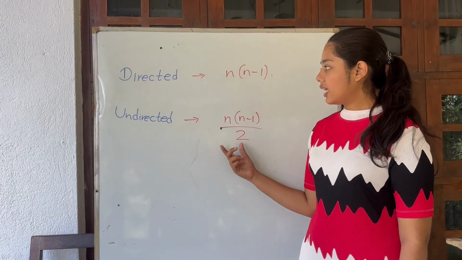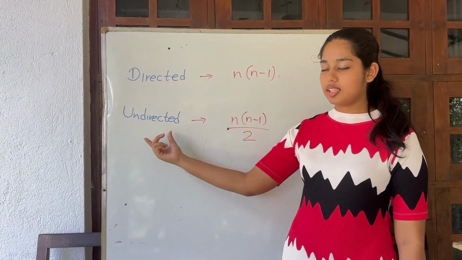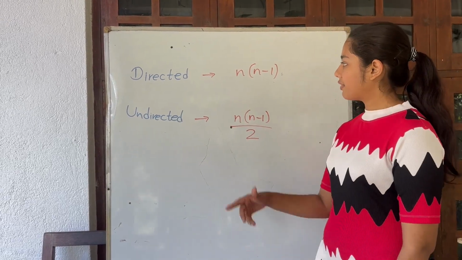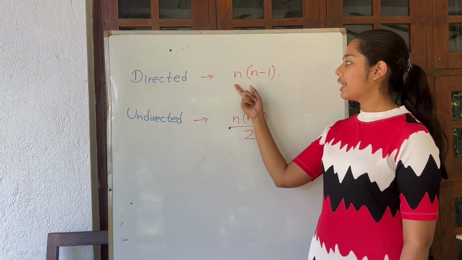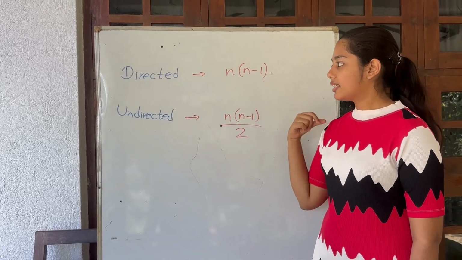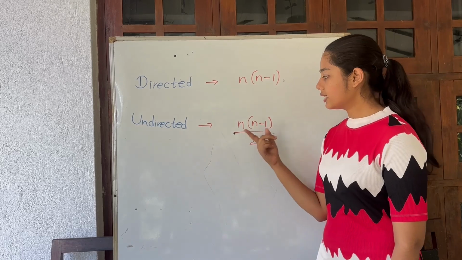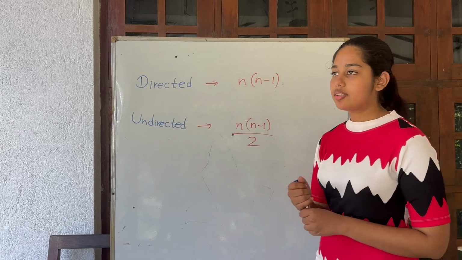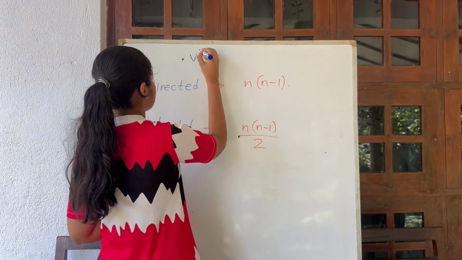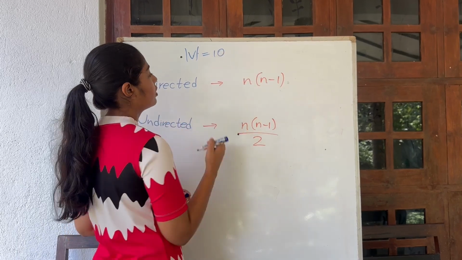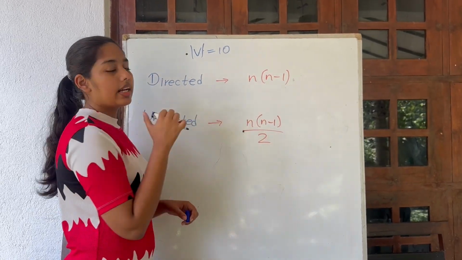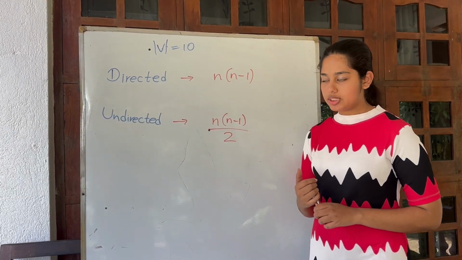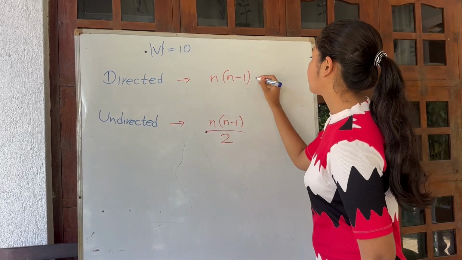Here we have two equations for directed graph and undirected graph to find the maximum number of edges in a graph. The equation for a directed graph is n into n minus 1, and the equation for an undirected graph is n into n minus 1 divided by 2. Let's imagine we have a graph with 10 vertices. The n means the number of vertices.